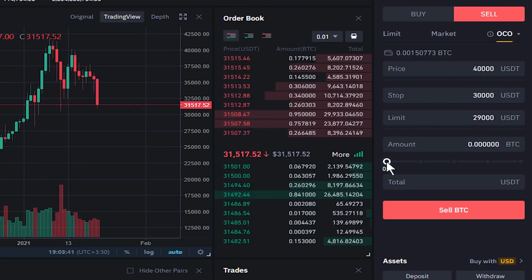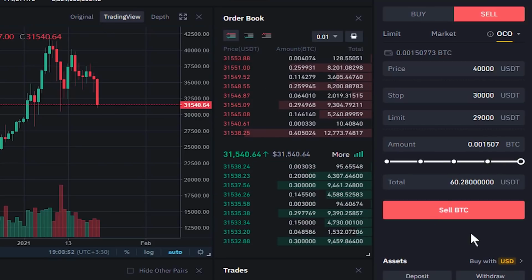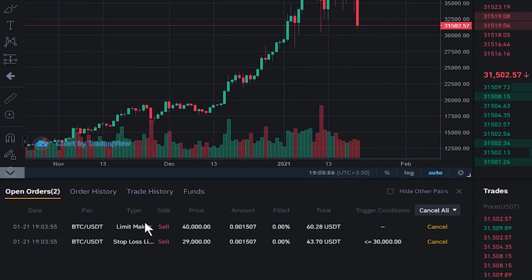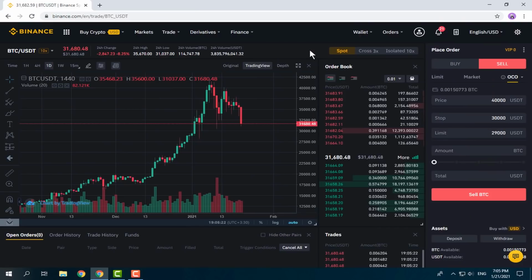Here we set the amount. I set it 100% of my available Bitcoin. And by clicking on sell BTC, the orders are placed here. Pay attention that when any of these orders is triggered, the other order will be canceled automatically. And if you cancel one of them, for example, if I cancel this one, you see that the other order also will be canceled.